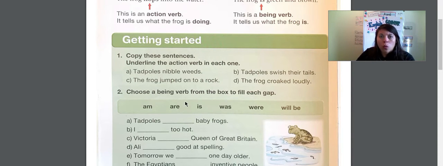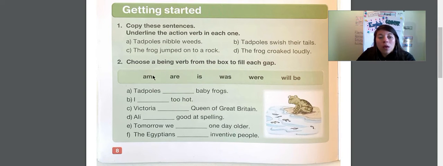The frog croaked loudly. Then, activity number 2. Choose a being verb from the box to fill each gap. You have being verbs: am, are, is, was, were, will be. And you have these sentences from A to F. Tadpole, gap, baby frog, and so on. What are you going to do? You're going to copy the sentence and then fill each blank or each gap with one of the words from here. Make sure your sentence makes sense.